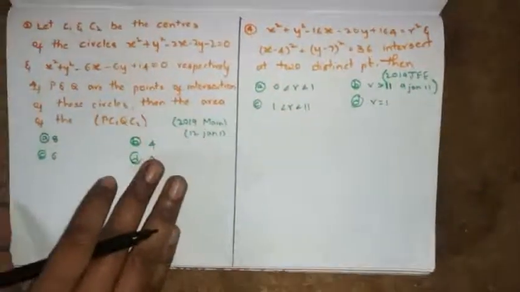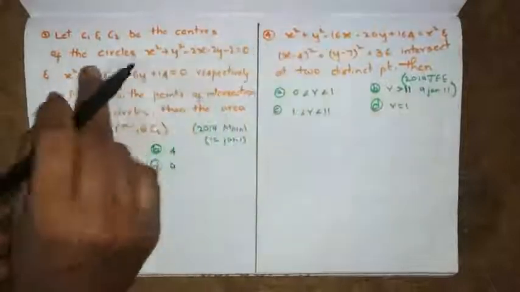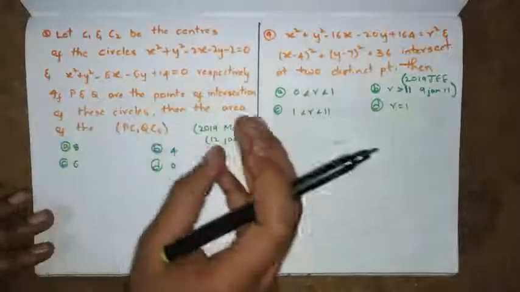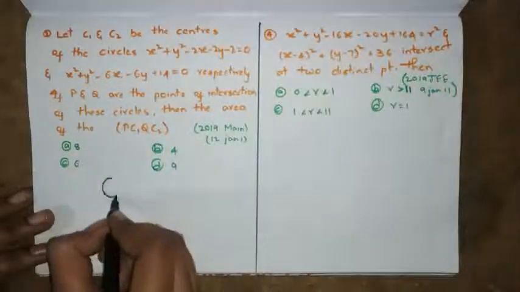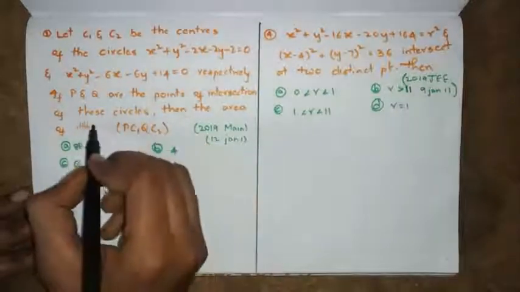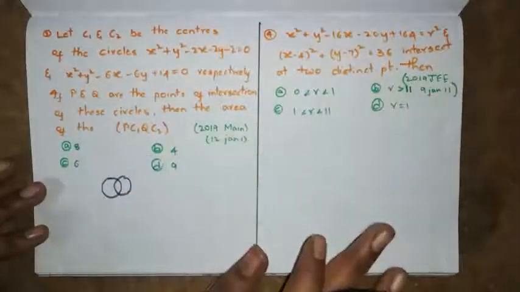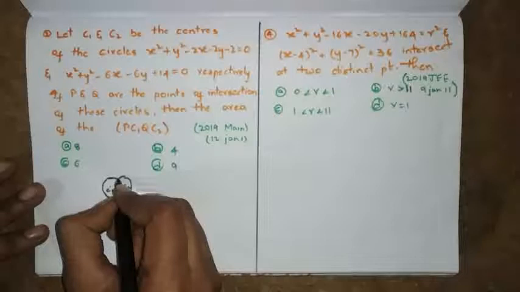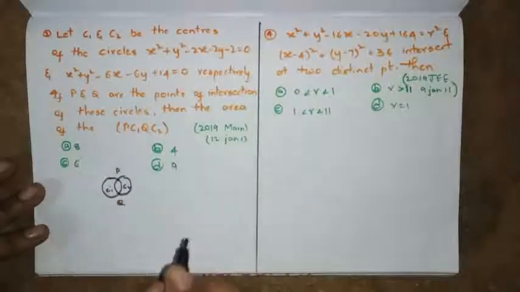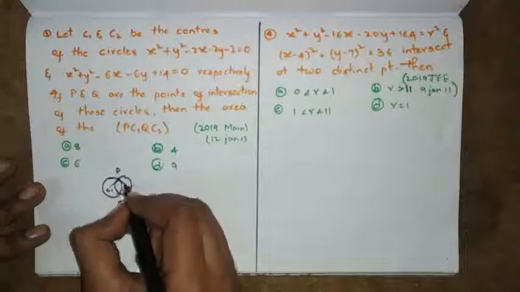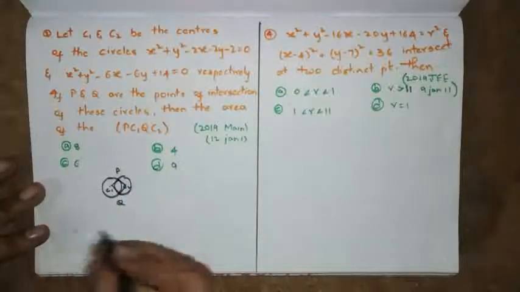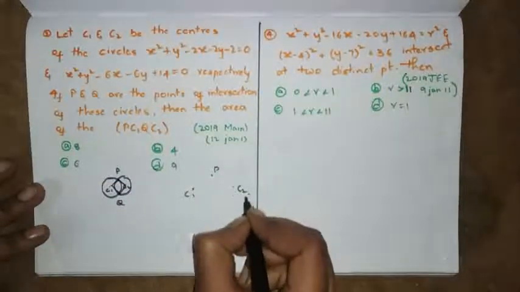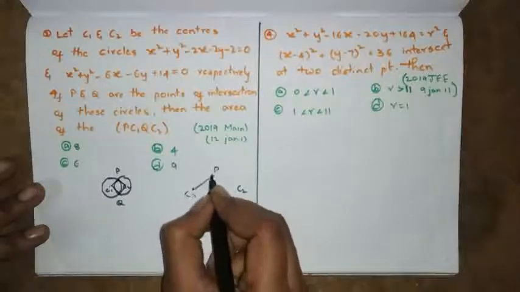See, this is some interesting question, I think. C1, C2 are the centers of circles, these 2 circles respectively. P and Q are points of intersection. Then area of P, C1, Q, C2. This is C1 and this is C2. This is P and this is Q. You have to find the area of this. I am drawing outside of this, P, C1, C2, Q. You have to find this.